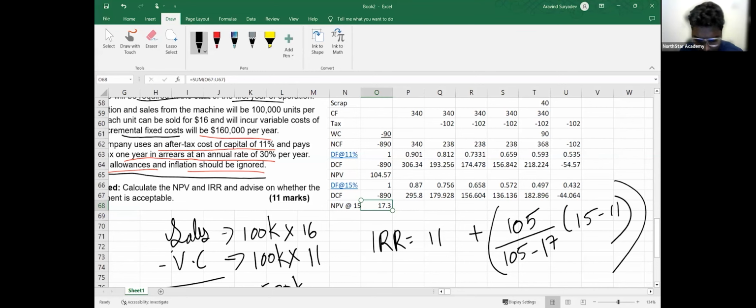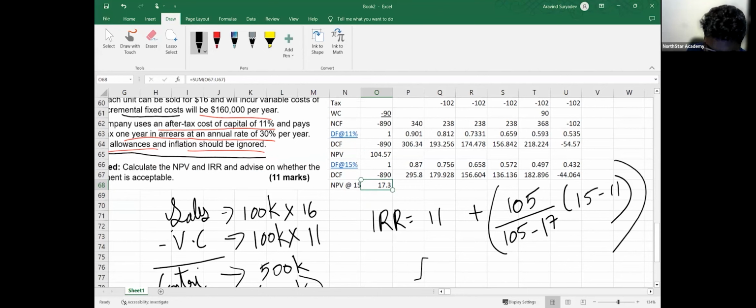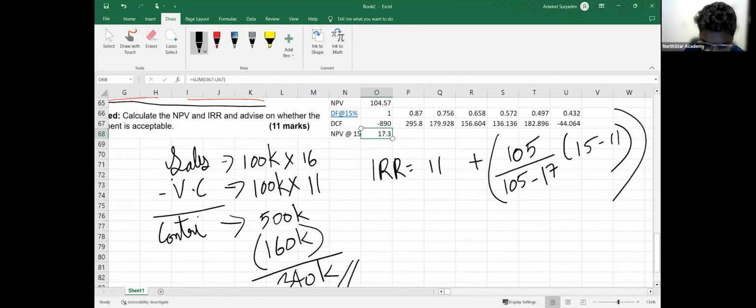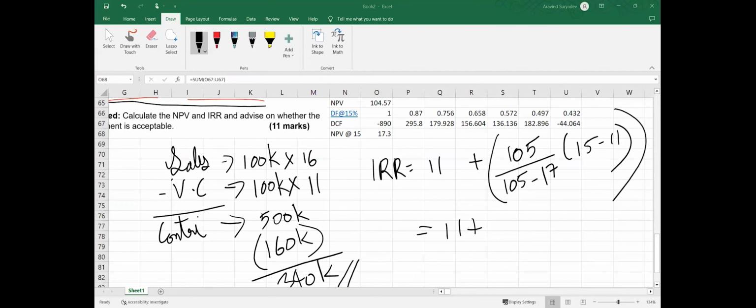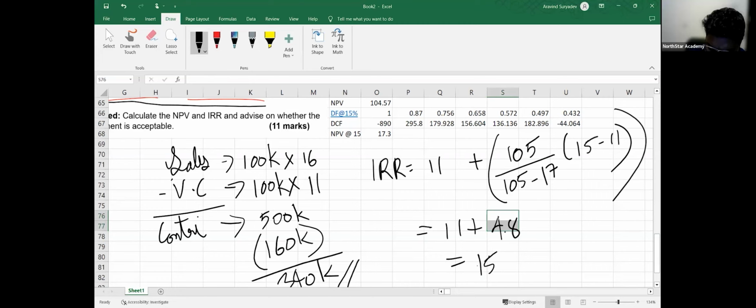So then tell me now, what are you guys getting? 11 plus 105 minus, 105 minus 17 is how much, guys? It is 88. 105 divided by 88, that is 1.1931 something, right? Multiplied by 4, that is 4.772, something like that. So 15.772. So 15.8%. Roughly 16%.